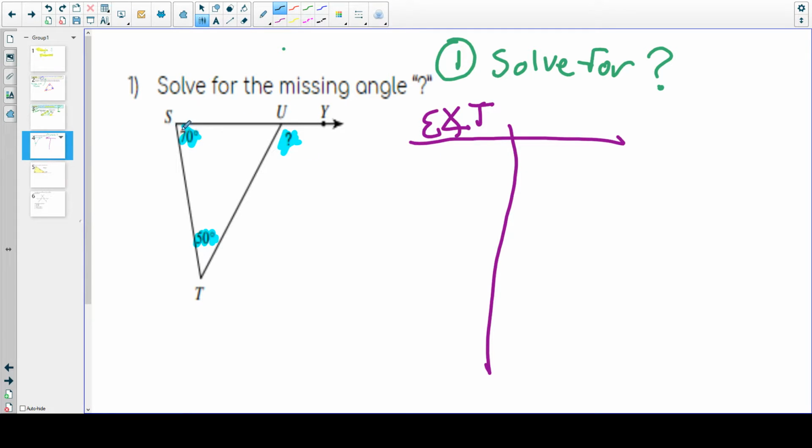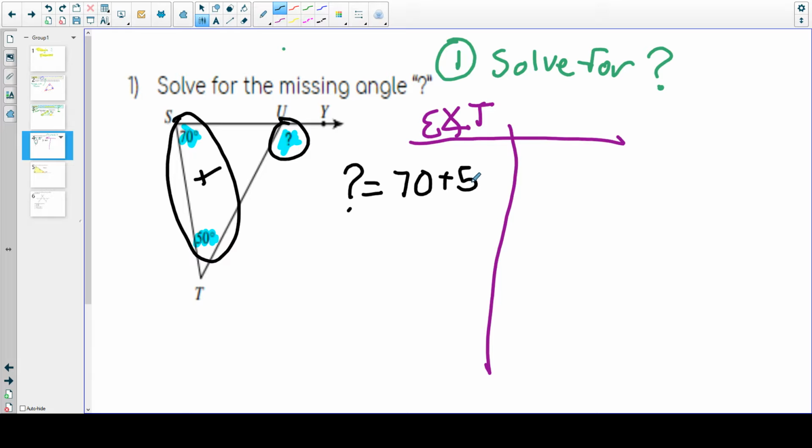Okay. So the exterior angle theorem says that this angle equals the sum of the angles that don't touch it. So 70 plus 50. So in one step, we were able to figure out an equation to help us find our question mark. Then 70 plus 50 is 120. Okay, so the question mark equals 120 degrees.